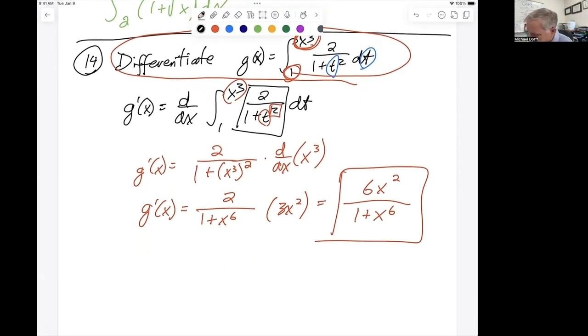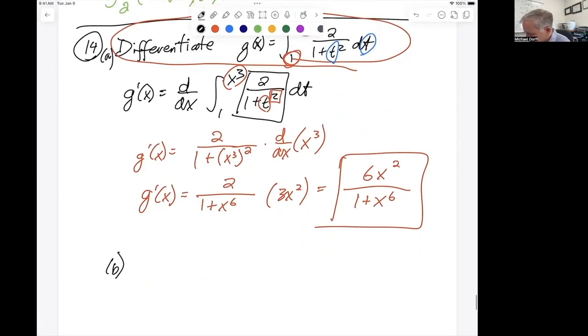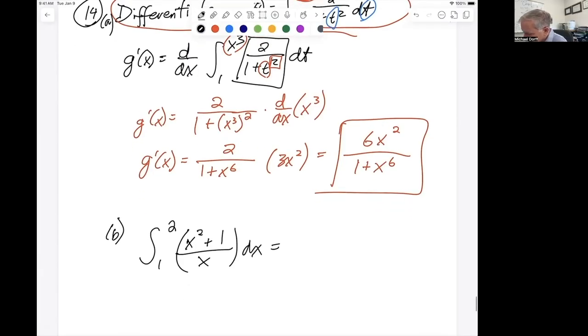The other type of problem, I'll call that A. The B would be to do an integral, say 1 to 2 of x squared plus 1 over x dx. All right, so when I do that, I don't know a quick way to do this. So I'm going to find an antiderivative of this part right here. I don't know an antiderivative of the part I circled in red, but I can simplify it.